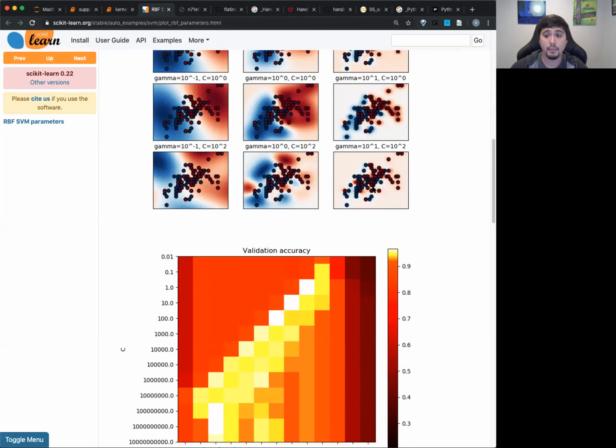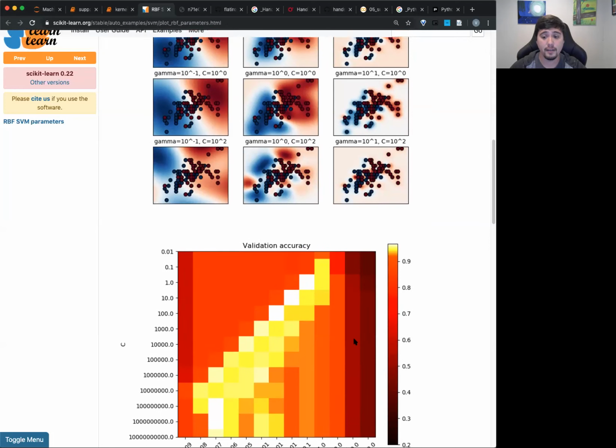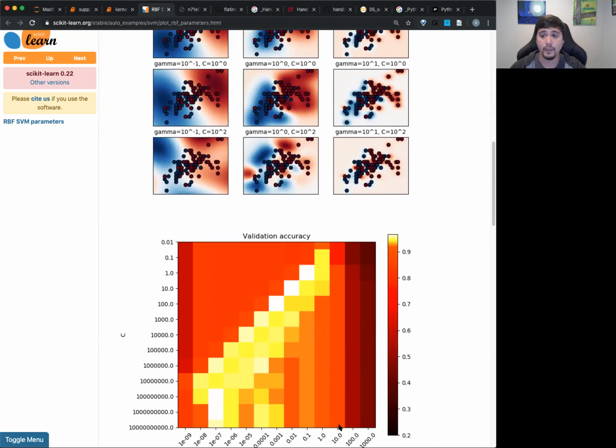That's why, for example, this one right over here, which looks like it does really well with a high gamma, let's say a gamma of 10, which I think is right here, and a C of 100, is not doing the best job. It's getting around maybe 0.7, maybe even lower than that. You can see basically that it's overfitting.